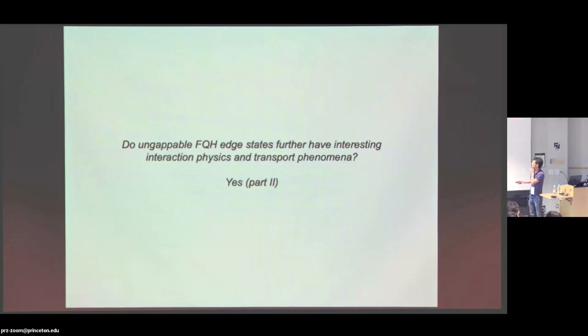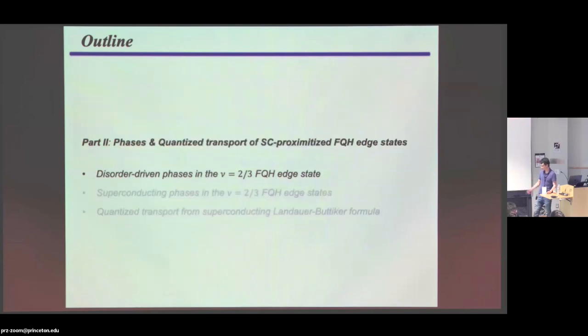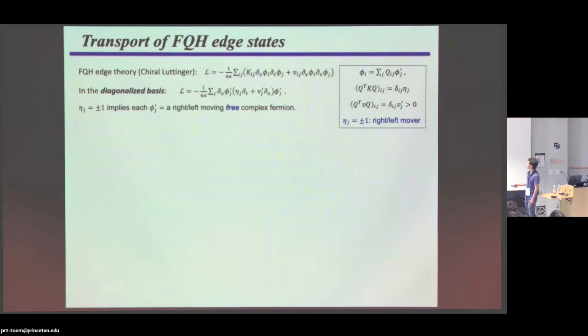So what we are interested in is, in the case of ungappable fractional quantum Hall edge states, whether there is further interesting interaction physics which can affect your transport. And the answer is yes. So that's what I'm going to focus on next, in this part 2. As I showed earlier, the 2/3 state is an example of an ungappable fractional quantum Hall state. But still, there is more non-trivial physics about it, which was first studied by Kane, Fisher and Polchinski.